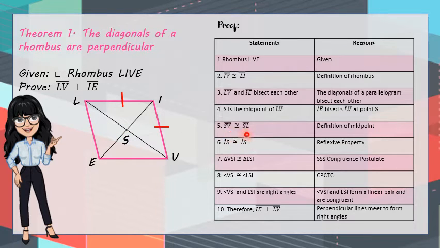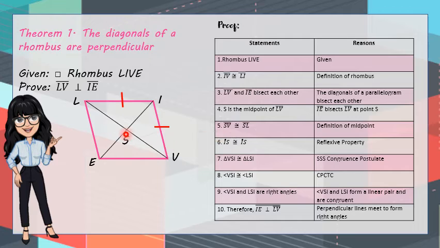Next, SV is congruent to SE. Okay, now here, it's stated that S is the midpoint of LV. It's not just the intersection. It is a special kind of intersection because S will be the midpoint of LV and S is also the midpoint of IE. So how can we say that it is the midpoint? Because again, IE bisects LV and LV bisects IE. So therefore, the point of intersection here will be the midpoint of the two segments.